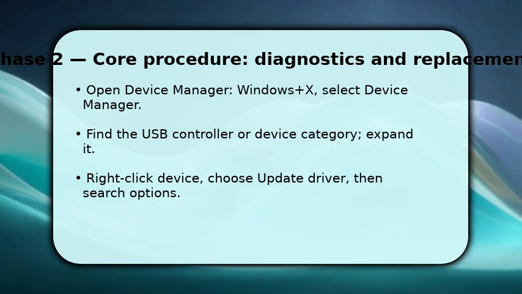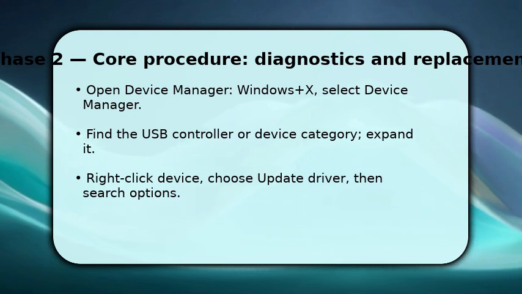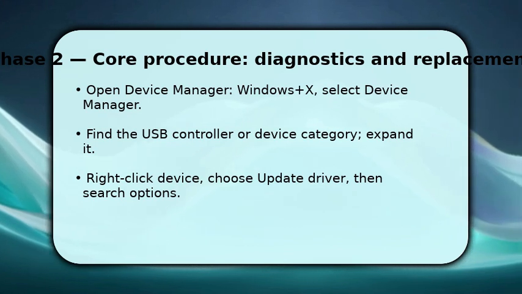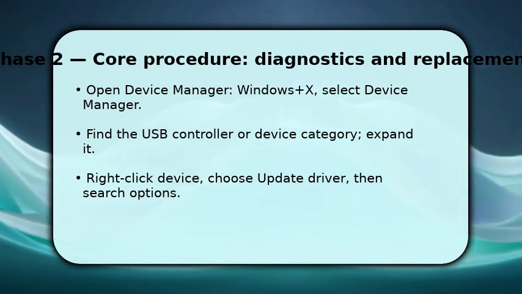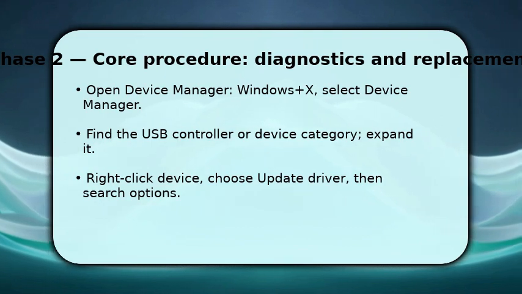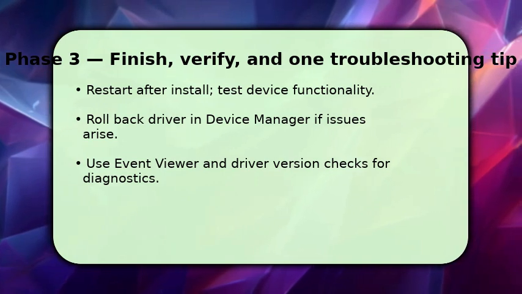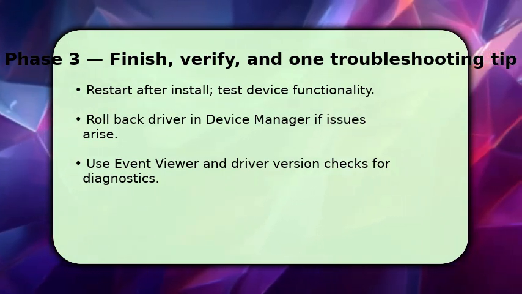If you want to install a vendor driver, choose Browse My Computer for drivers and point to the folder you downloaded. This is how you control whether Windows uses a generic versus a vendor driver. After installation, you must restart the PC so the new driver initializes, then test the USB-C device.